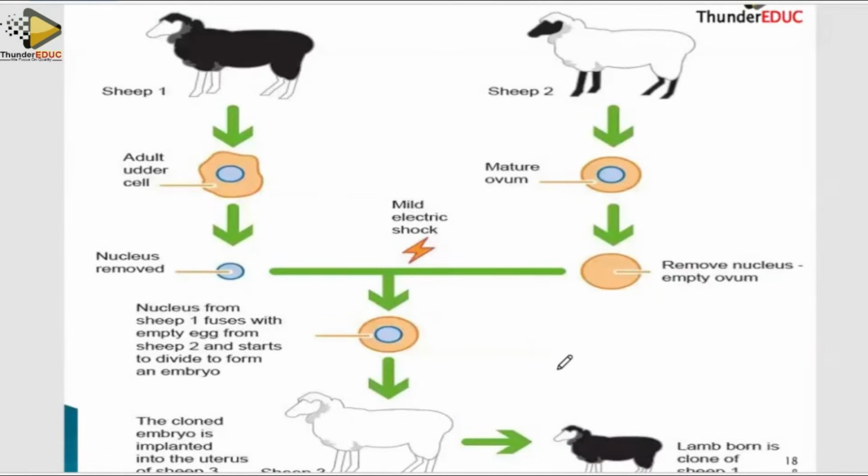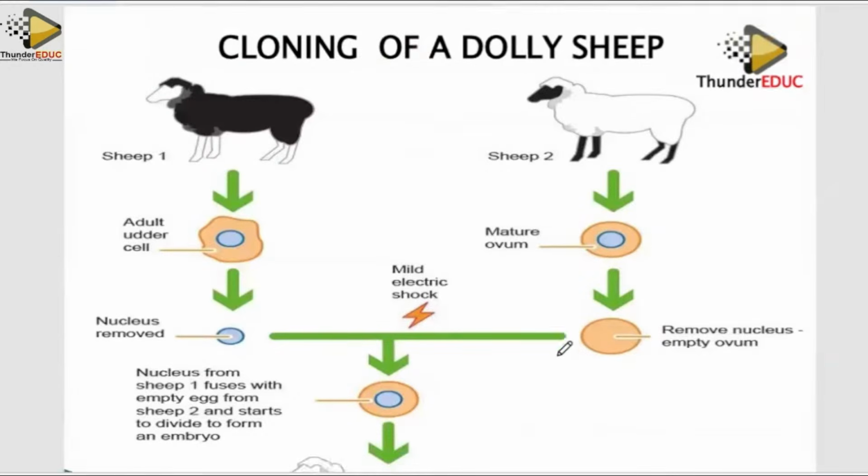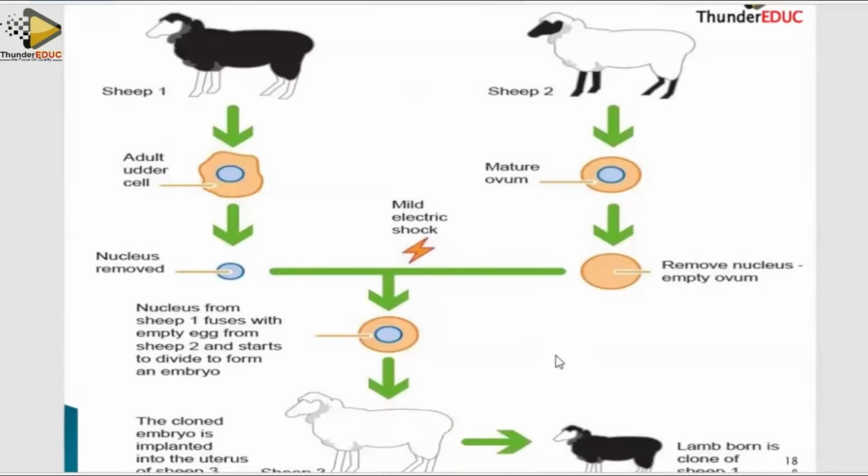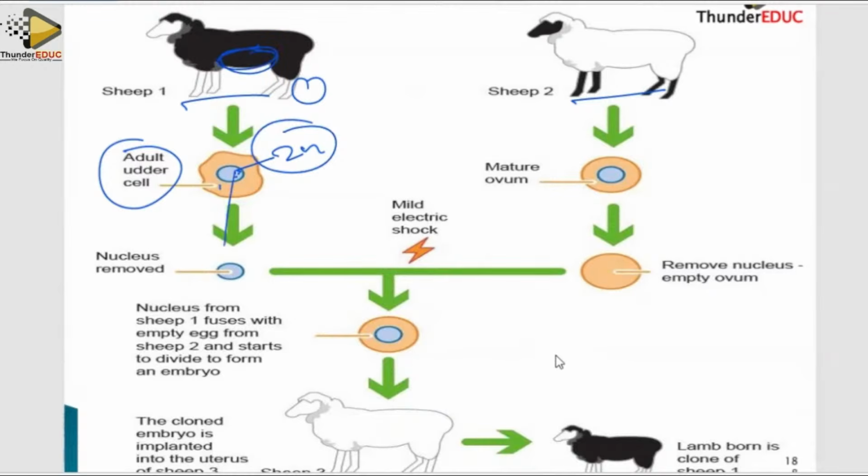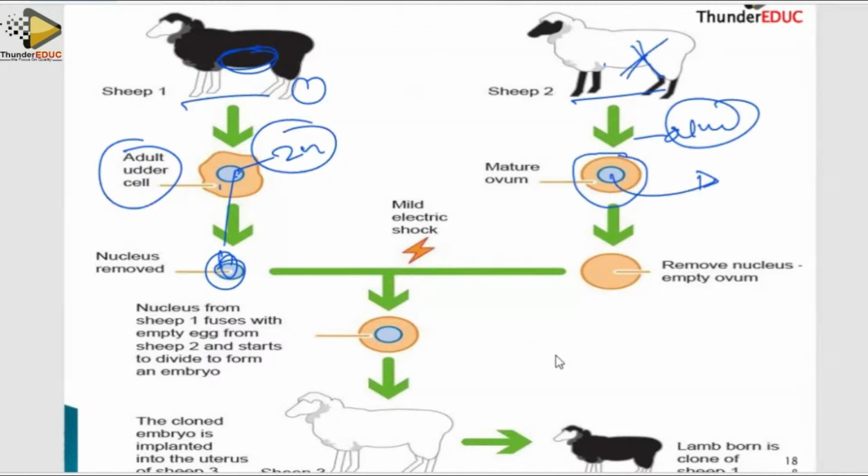How do you produce Dolly the sheep? You have to get a sheep with the characteristics you want to produce, and you get the udder, or any other body cell. It must be diploid. You remove, because I want the characteristics of this sheep, so I keep the nucleus. Then from this other sheep I get the ovum, so that you're able to get the casing. I remove its nucleus because I don't want the characteristics of this sheep.